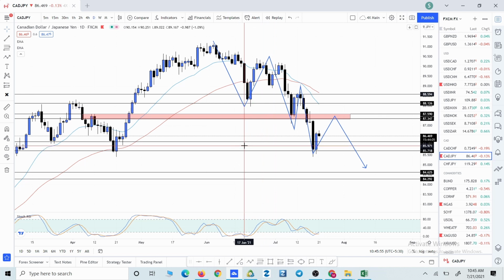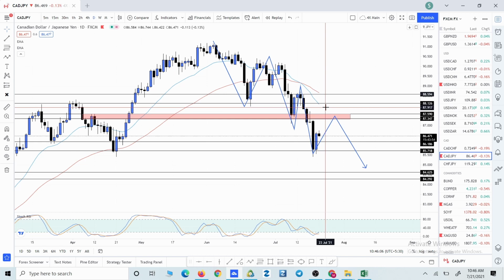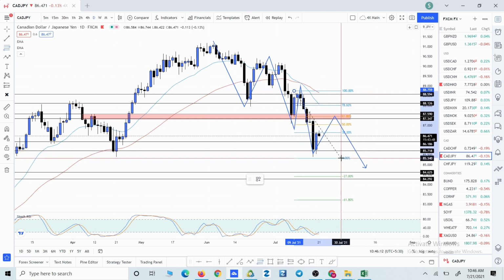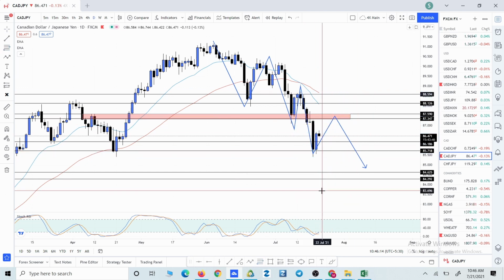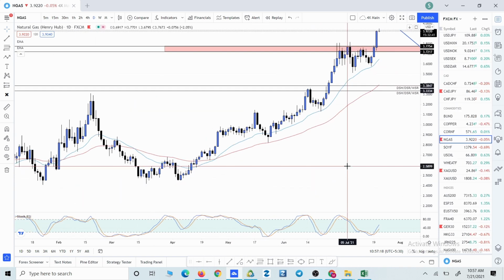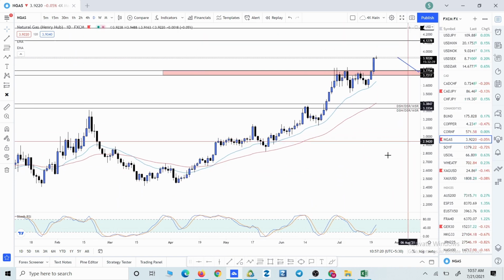Same method, same technique. It's a recent broken support zone. Also, the EMA is below, the 20 EMA is below the 50. Both EMAs are going to act as a resistance to the price once the price retraces back to this zone. If we check the Fibonacci retracement from the swing high to the swing low, we see it's a 50 to 61.8 Fibonacci retracement zone. So next we have natural gas.